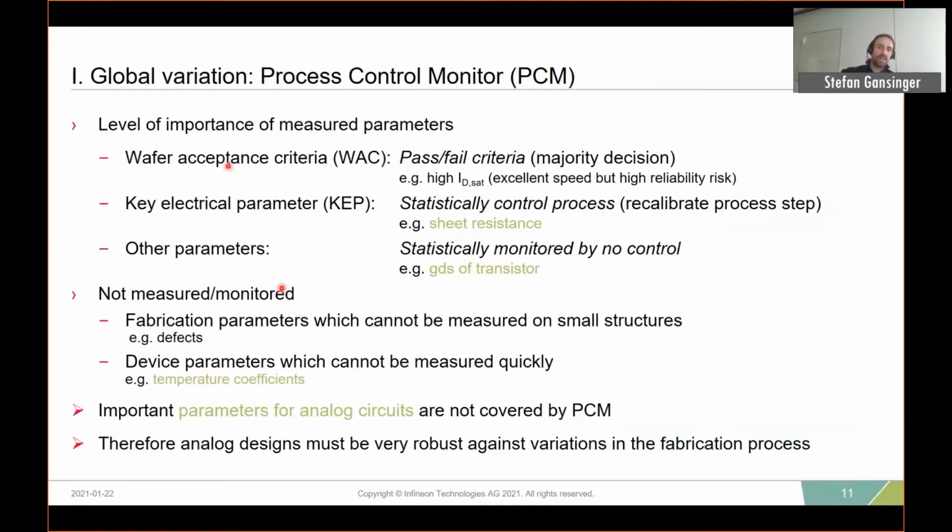So from this slide, we already see that the PCM parameters do not have a focus on analog circuits because it's simply not possible to do this in production test. This means for us analog designers, we have to make our designs very robust against variations in the fabrication process because they are not really controlled with the focus on analog performance.